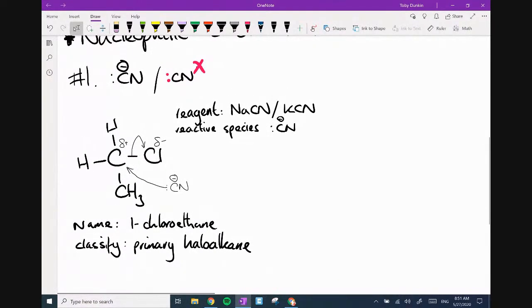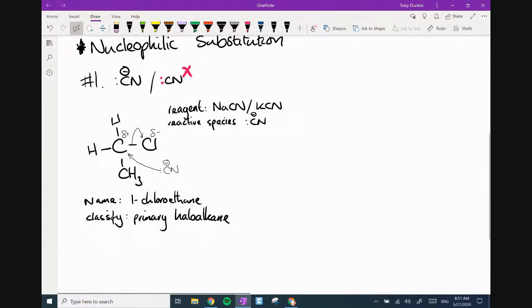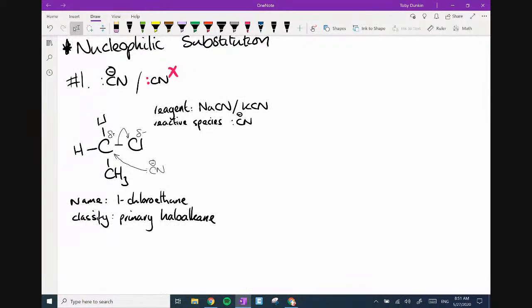Okay, so this is called... and do you know what? I'm going to bail on this bit, guys. There's no point. I'm going to do SN1 and SN2 on a separate lesson. I'll do this next time. Okay, so we realize that this reaction is deemed a single step.